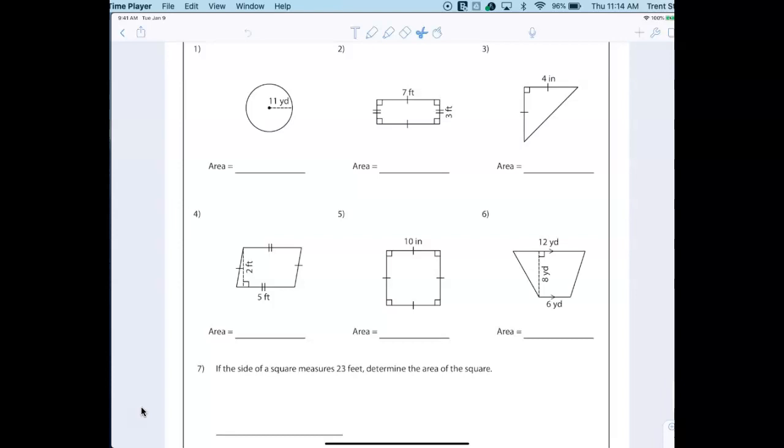All right, the first shape up the board is called a what? Circle. What's the formula for area of a circle? A equals pi r squared. I'm happy with you. The second shape is called what?